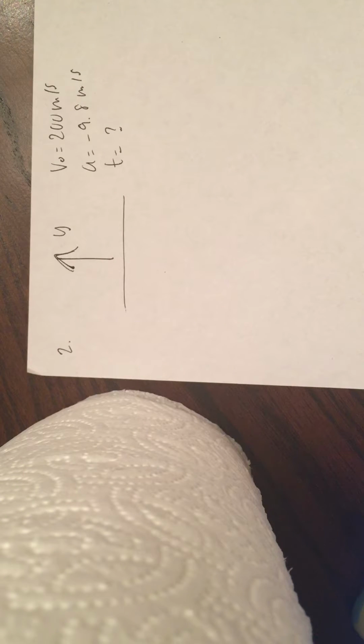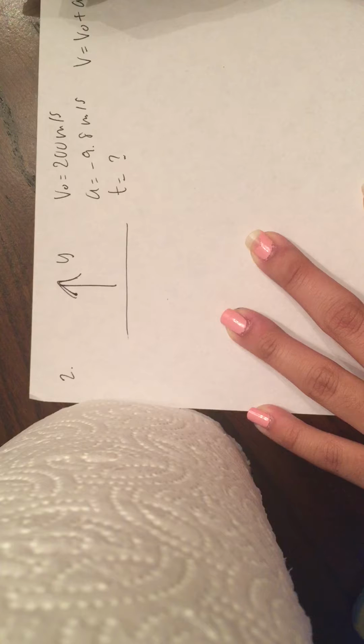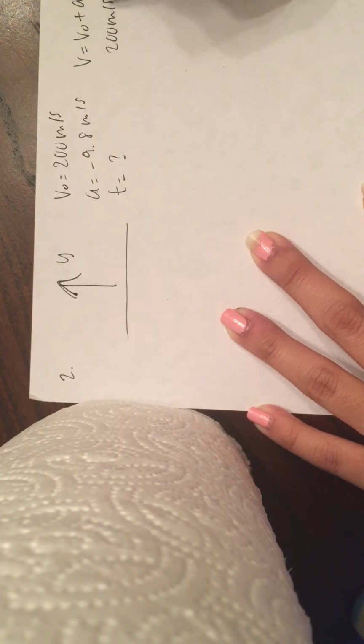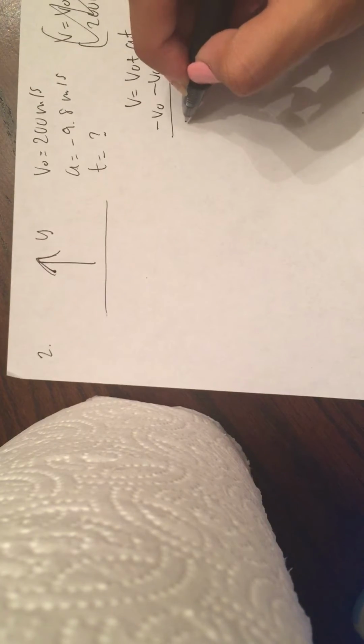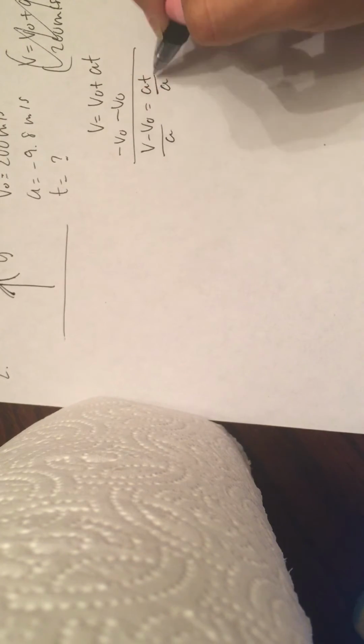So what you would do is use the equation v equals v naught plus at, because you know v naught, a, and t. Wait, actually, I did it wrong. Never mind, ignore what I did. Sorry. You're trying to find t, so first you derive the equation. You move the v naught over, so you minus v naught. So v minus v naught equals at, and you divide by a, that cancels out.